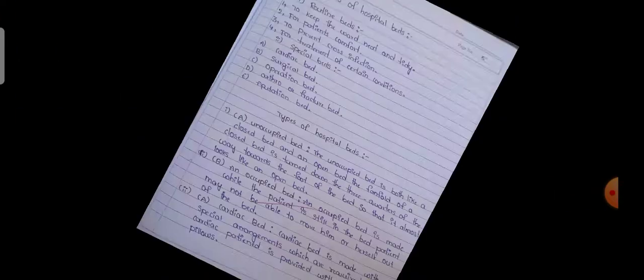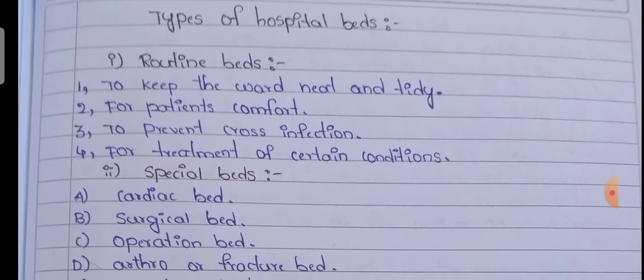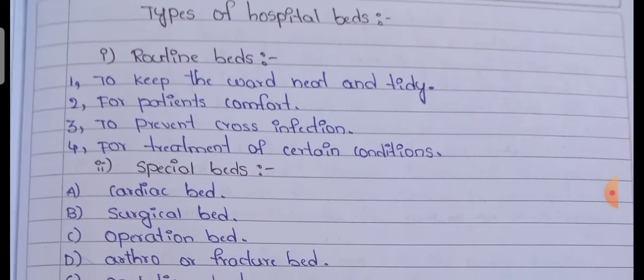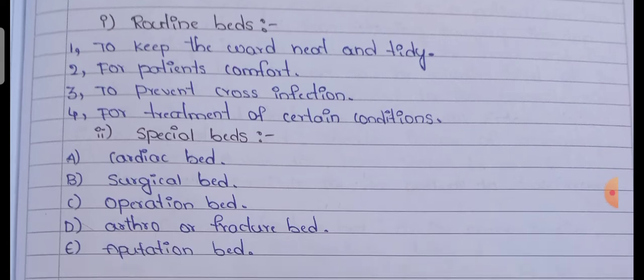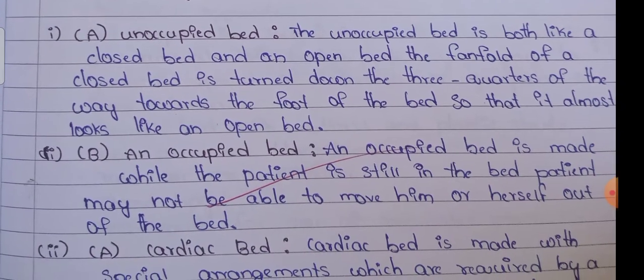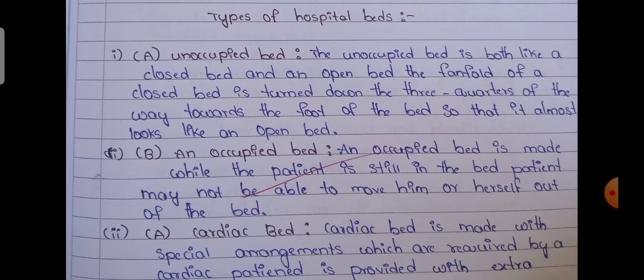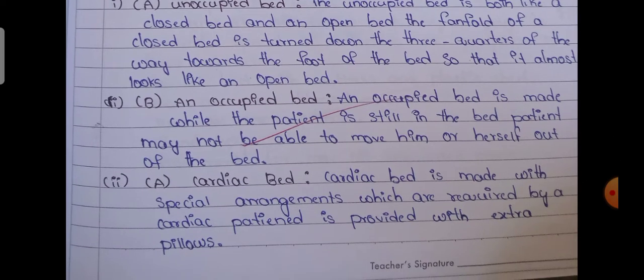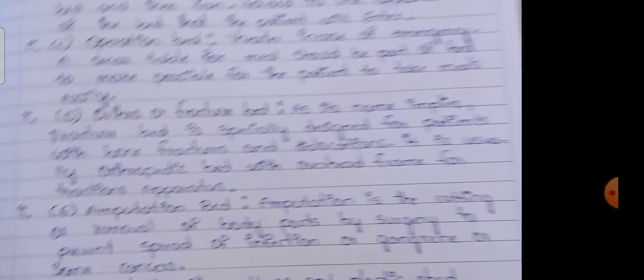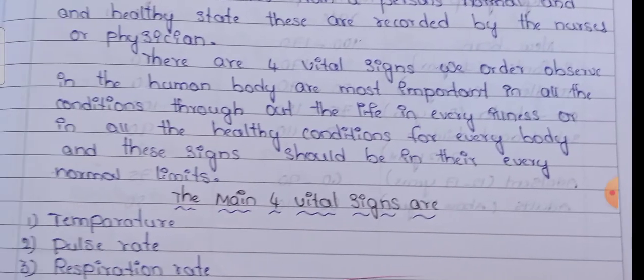So next coming to the continuation of the types of hospital beds: routine beds, special beds. Okay, next coming to the continuation.